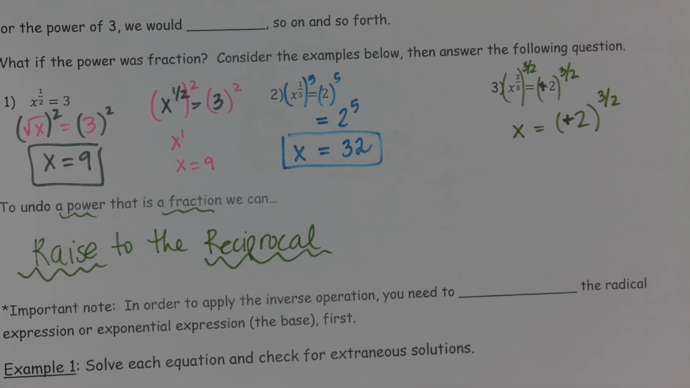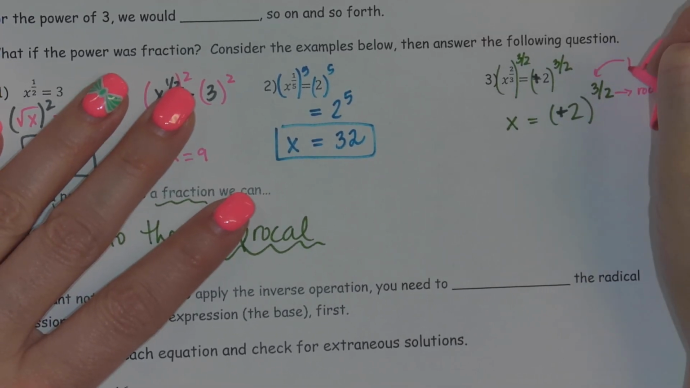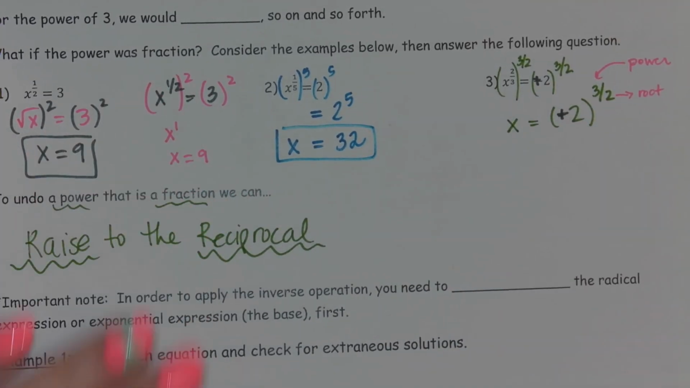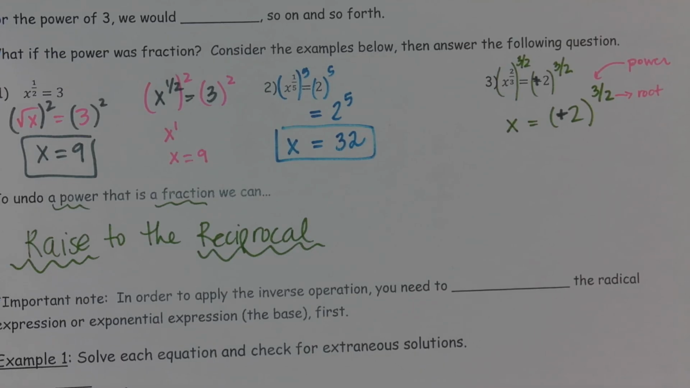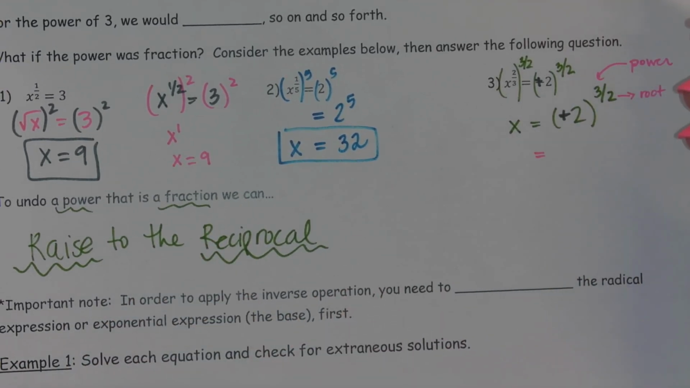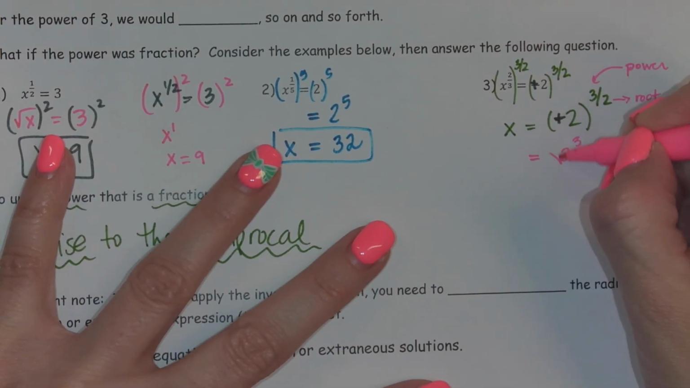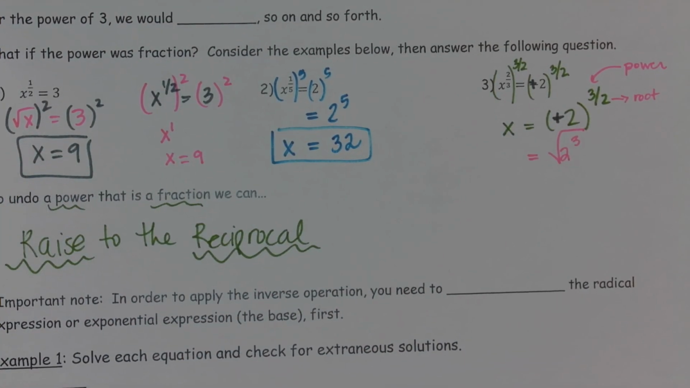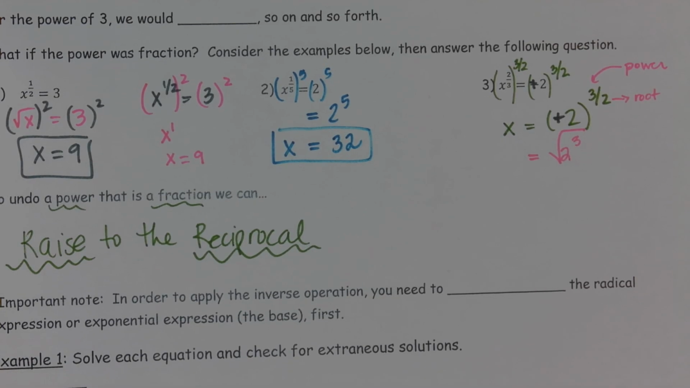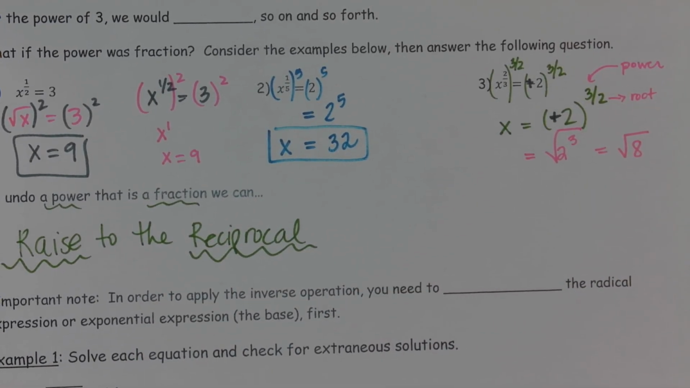All right, and then this means we have a root and we have a power. Okay, so our power is 3. There's a few different ways that you could do this. You could do 2 to the 3rd inside the square root. Okay, and you do have to simplify. So that would be the square root of 8.